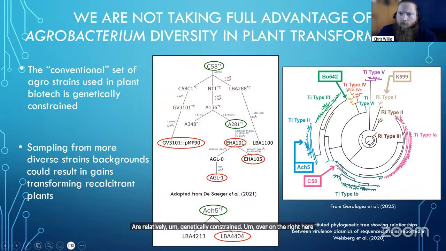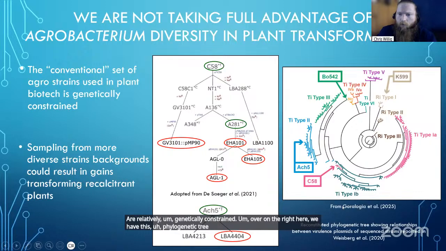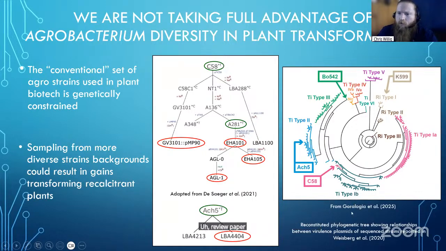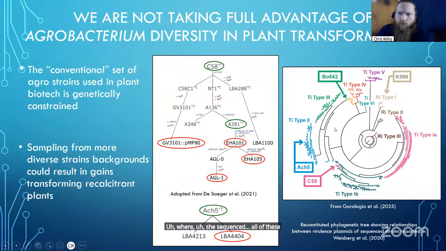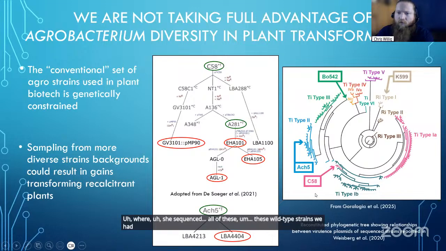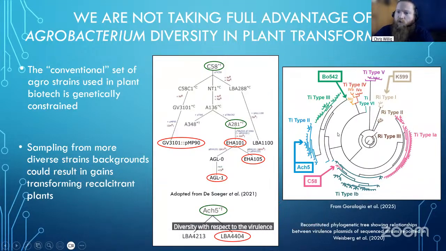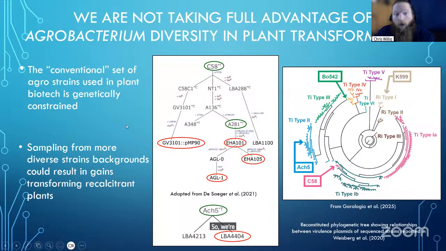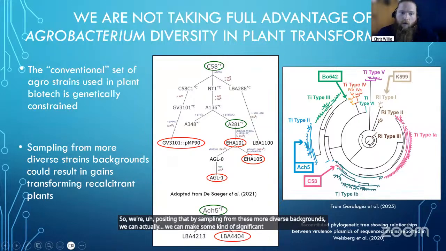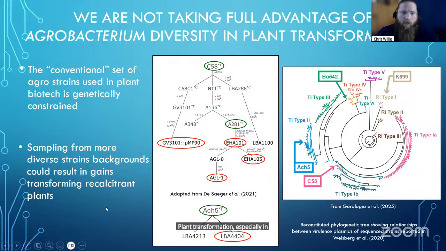Over on the right here, we have this phylogenetic tree that was published in the review paper in the Plant Journal that I co-authored with Greg. This is reconstituted phylogenetic data from a paper in Science published by Alex Weisberg, also at OSU, where she sequenced all of these wild type strains in a collection, and there's a lot of diversity with respect to the virulence plasmids as well as the chromosomal background that we're just not making use of for plant transformation. So we're positing that by sampling from these more diverse backgrounds, we can make some significant gain in plant transformation, especially in recalcitrant plants.